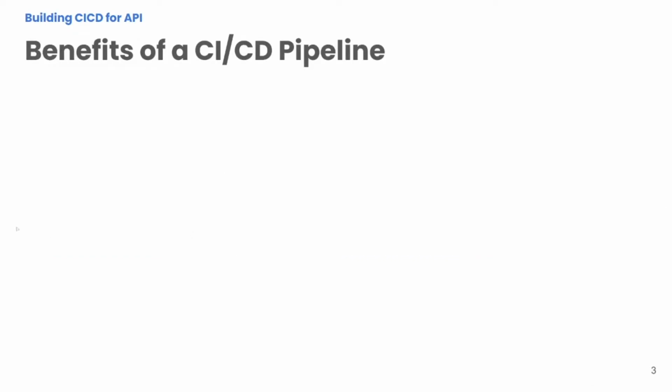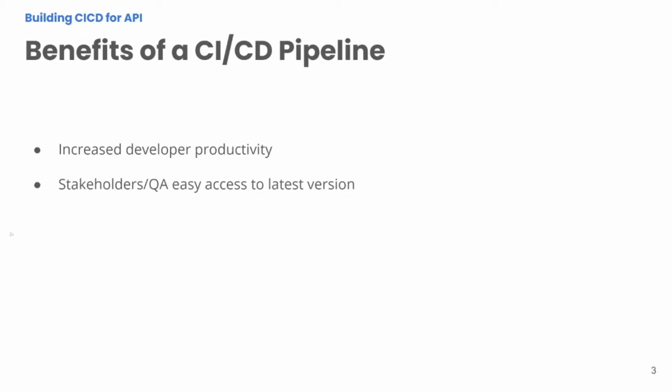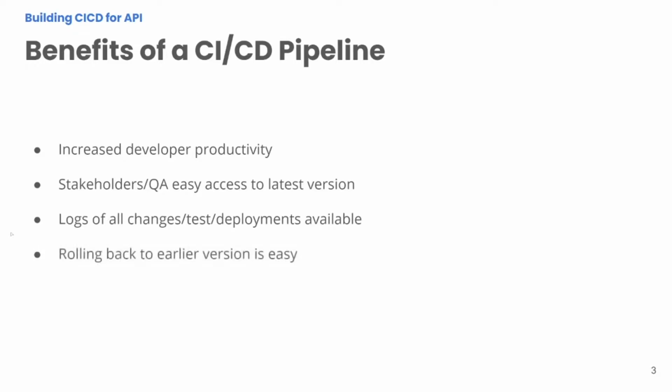What are some benefits of a CI/CD pipeline? Because the pipeline is fully automated, developers can stay focused on writing code and monitoring the system's behavior, leading to increased productivity. Stakeholders and quality assurance teams have easy access to the latest or any version. Each pipeline run generates logs of changes, tests, and deployments available for inspection at any time. If something goes wrong, rolling back changes is as simple as pressing a button.